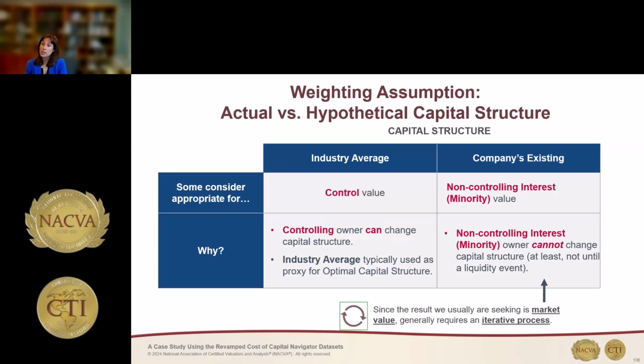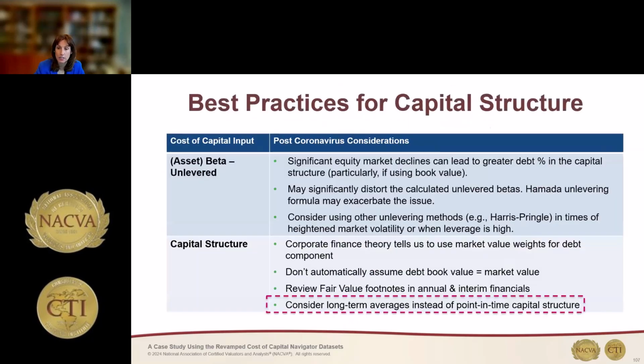But if you are valuing a minority interest, you don't have the ability to change the capital structure. So you have to deal with what you have, right? And so in that case, you may have to use the existing and potentially migrate to an industry level if that's consistent with where the company is headed. If they're always going to stay at that level, then that's what you use, right? So that's just something to consider.